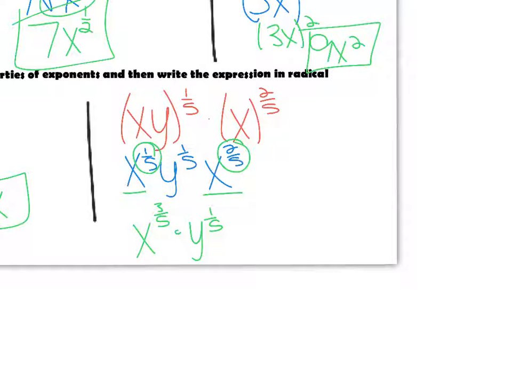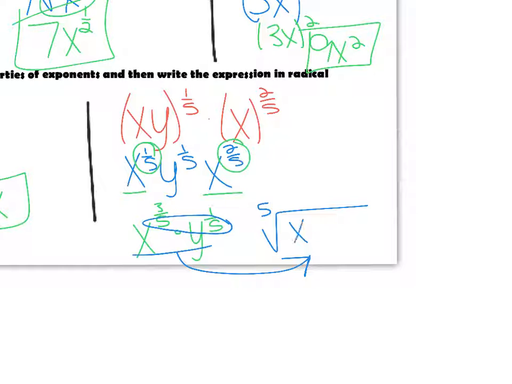Okay, so now what I want to do is write this in radical form. So in radical form, the first thing that I notice is they both have a 5 in the denominator. Which means, remember it's exponent over index, both of these have an index of 5. So what that tells me is I can write both of these under the same radical sign. If they had different indexes, they would have to be in separate radicals. But since they have the same index, we can squeeze them under the same one.